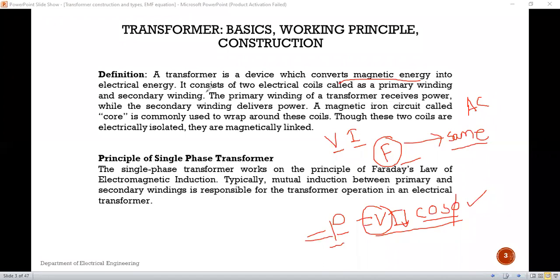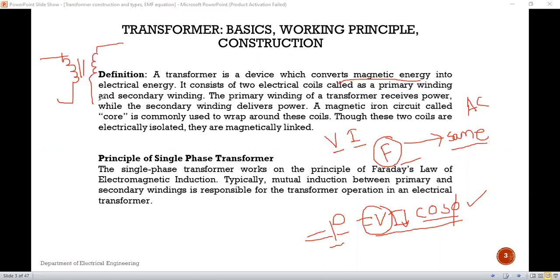It consists of two electrical coils. One is called a primary winding, one is called a secondary winding. The primary winding of the transformer will receive power from the supply, and the secondary winding will deliver the power. I will draw a diagram related to that. Suppose this is one coil, that is the primary coil. Then this is another coil, that is the secondary coil.